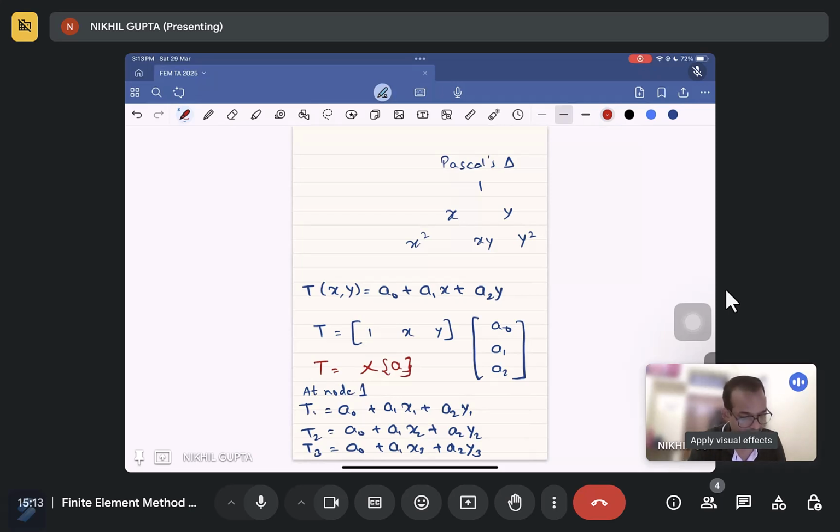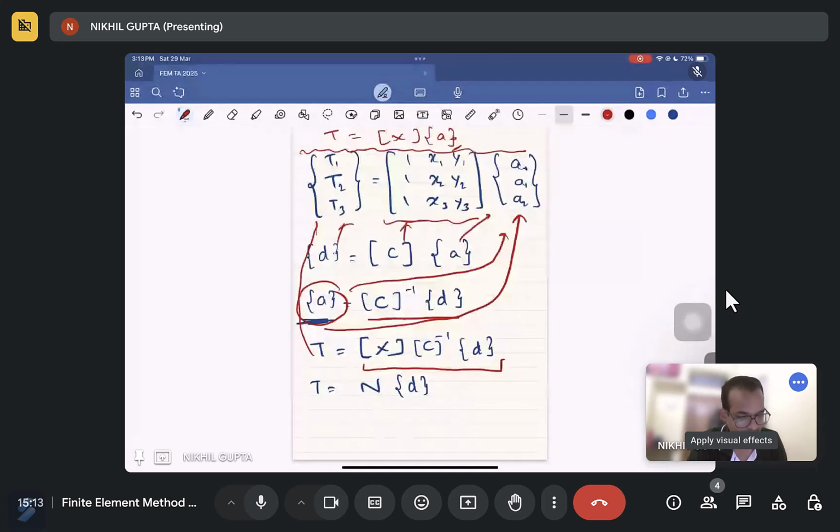Now here we are putting it. This is D. So this is D into C into A. You can remove this. Okay, fine. So this is basically A is equal to C inverse T. Now from here you can get the value of N1, N2, and N3. C inverse into T. So T equals to N1, N2, N3 with T1, T2, T3.